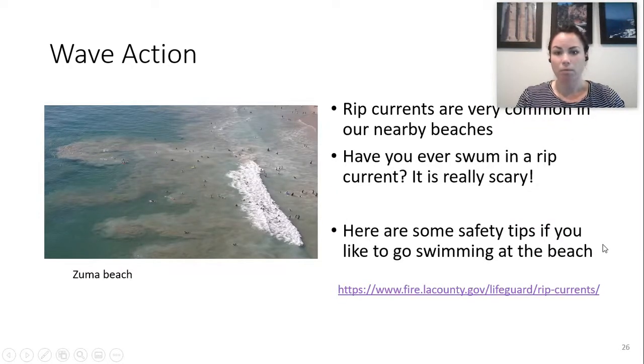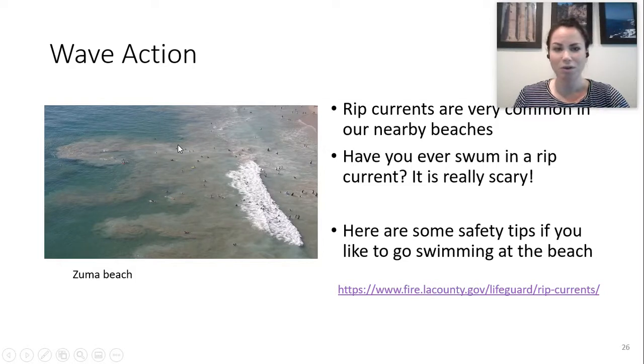So here's an example of a rip current. This is from Zuma Beach. If you've ever swum in a rip current, then you know that it's really scary, because basically what happens is you have water that comes in and then basically turns around and forces water back out perpendicular to the shore. So where you see this little sediment churning here, this is an aerial view of a rip current. And this is from Zuma Beach, which is a little bit further down the coast, kind of near Malibu.